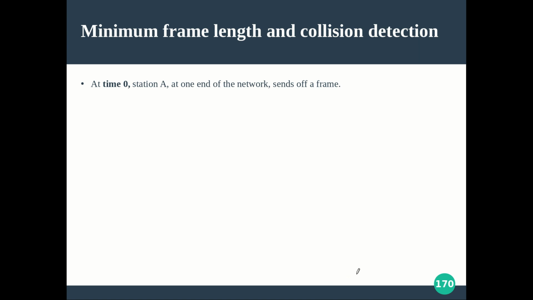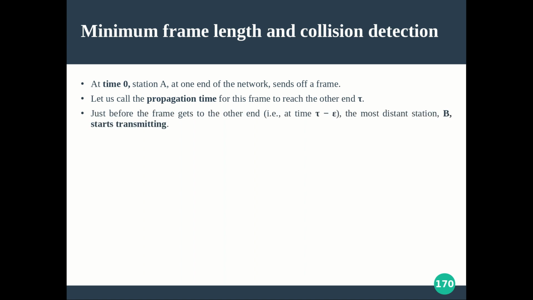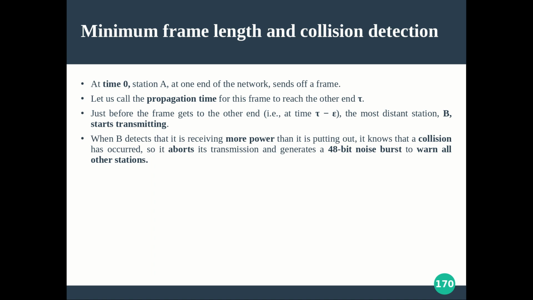Explanation for the previous slide. At time 0, station A at one end of the network starts sending a frame. The propagation time be tau. Just before the frame reaches the other end, that is tau minus epsilon, the most distant station, say B, also starts transmitting. So when B detects it is receiving more power than it is putting out, more power in the sense because of the collision, it knows that the collision has occurred. So it aborts the transmission and generates a special noise burst which is of length 48 bits, to warn other stations about this fact.